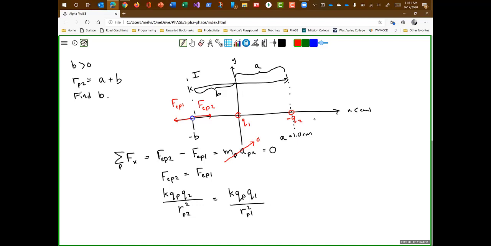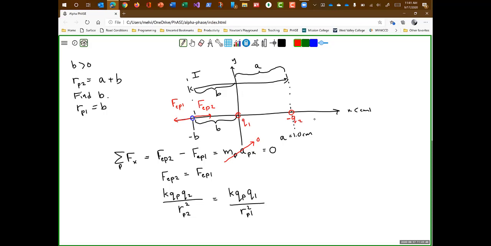But once I sketch the vectors and use the vector arrows to figure out direction and use that to write my Newton's second law equation, I'm dealing with magnitudes. Now, the distance between the proton and charge 1, well, that's the same distance as B. So I will write the distance between the proton and charge 1 is equal to B.